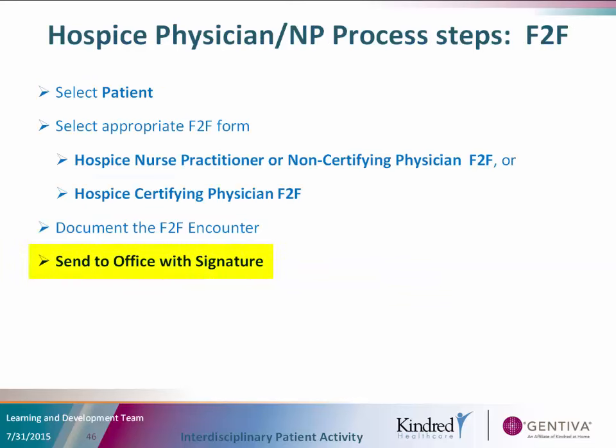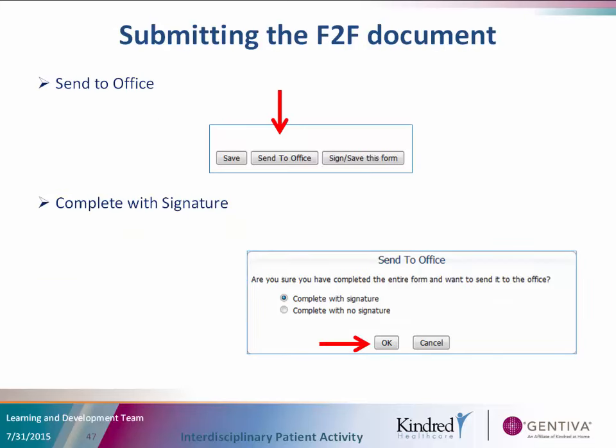Our next step is to send the form to the office with signature. The physician or nurse practitioner scrolls to the bottom and selects Send to Office. On the Send to Office dialog box, choose the default of Complete with Signature.